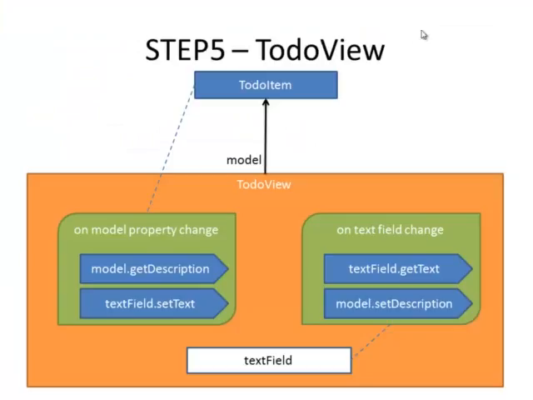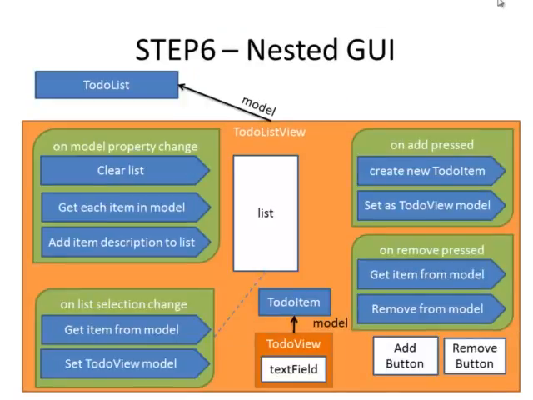Okay, let's go back over here. So our next step is to get a little more complicated here. It's going to look a lot more complicated, but it's really not that much more complicated. We're going to nest our GUI. We're going to have a top-level GUI that represents the entire to-do list. That's going to have inside of it a to-do view with a text field, right? And a list that corresponds to all the items in the to-do list.